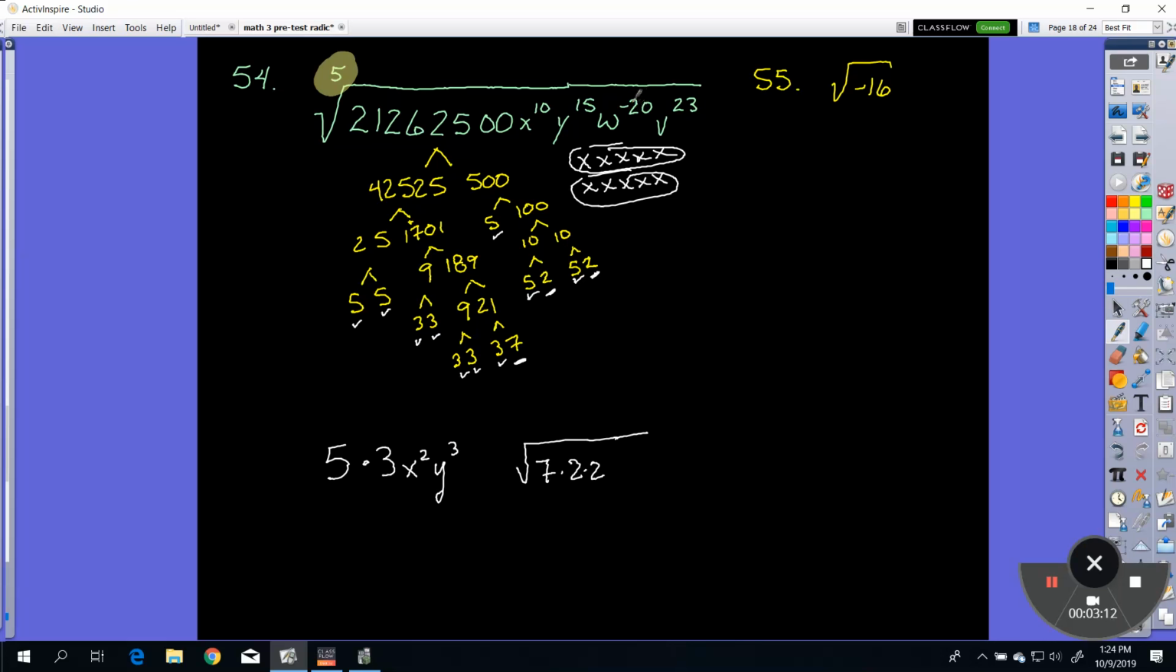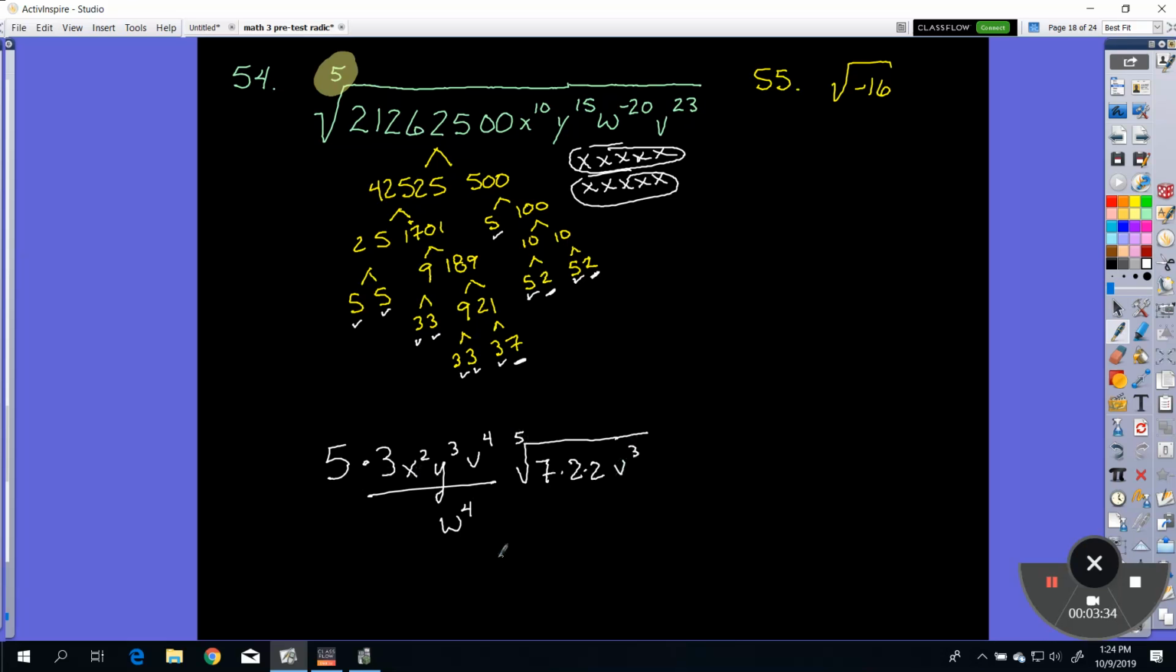W to the negative 20th. 20 divided by 5 is 4. But since it's a negative, it goes to the bottom of the fraction. And 23 divided by 5 is also 4. But there's 3 left over, because 4 times 5 made 20. So there's 3 left over. I put a 5 out here because it's still the 5th root.